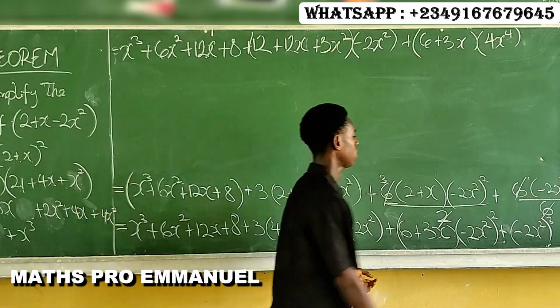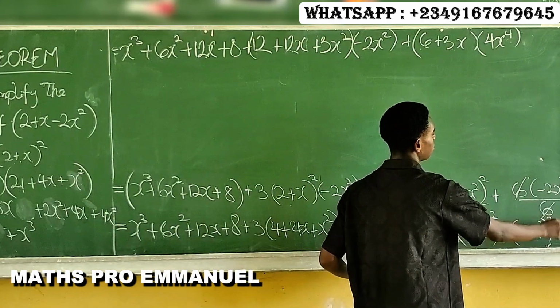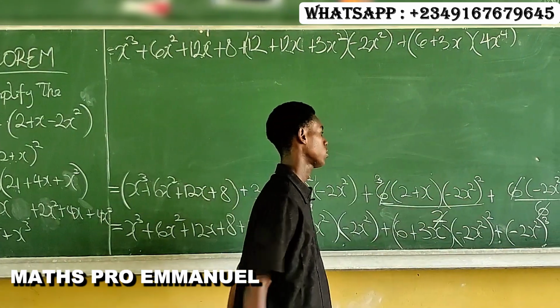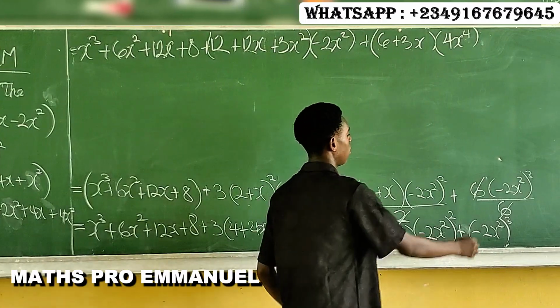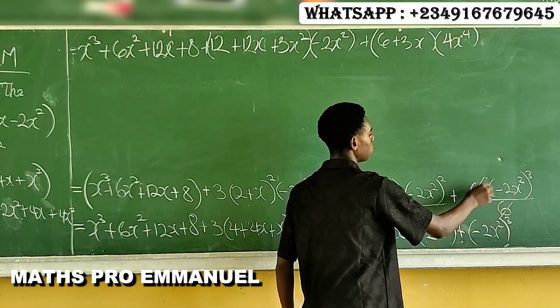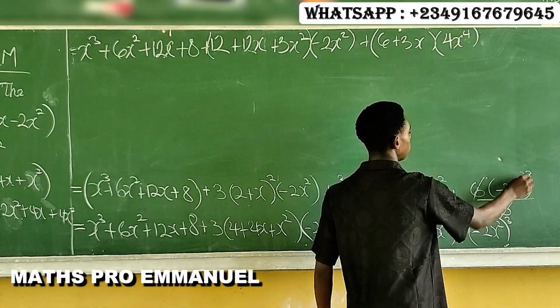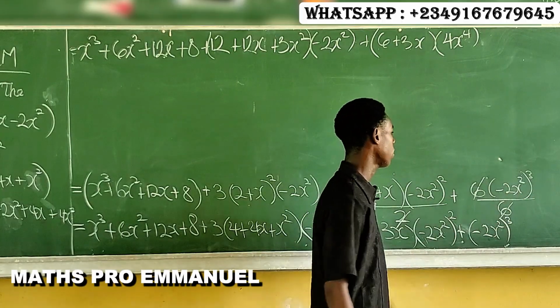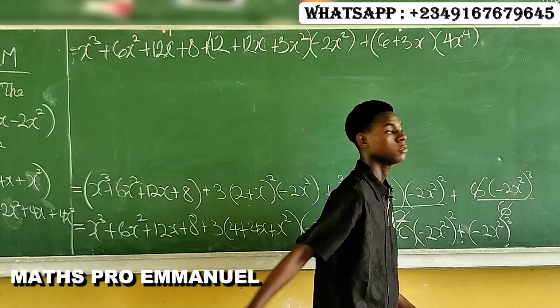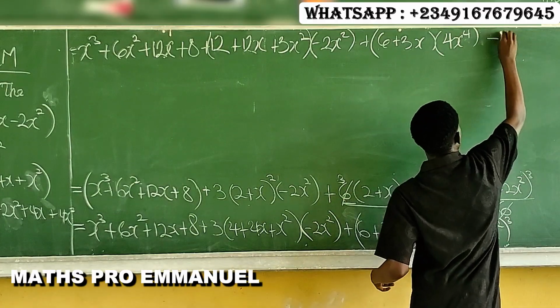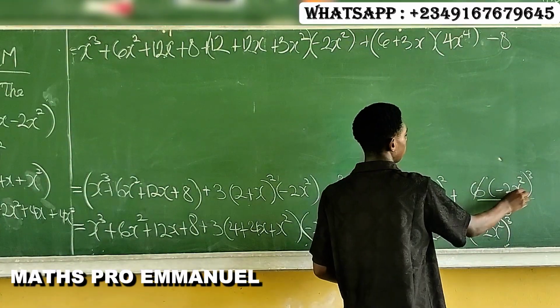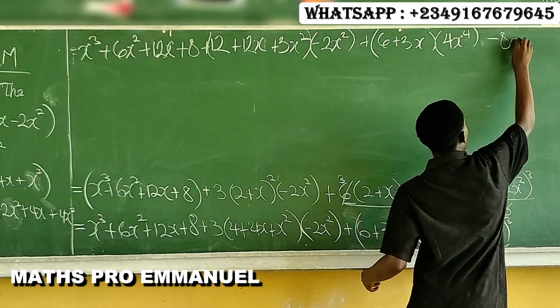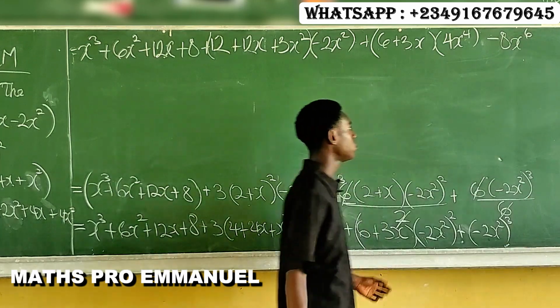So if you expand minus 2x squared all raised to the power of 3, the result will be 4x squared. Now the next is, since 6 cancels 6, I'm left with minus 2x squared all raised to the power of 3. If I expand this, I'll have minus 2 raised to the power of 3 is minus 8. So here is minus 8. And then x squared raised to the power of 3, I'll have x raised to the power of 6.